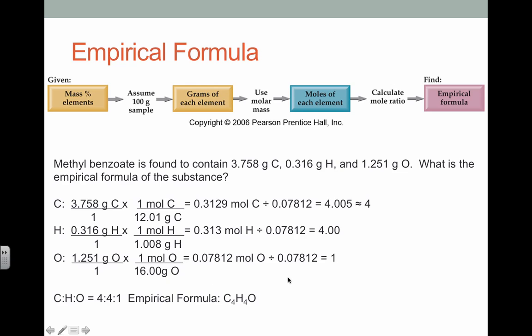Then what we do, in order to make our ratio, we always choose the mole amount that's the least. And we divide everything by that least mole value, including the least moles by itself. So you end up with 1 for oxygen, 4 for hydrogen, and you get a number that's close to 4 for carbon. So the ratio of carbon to hydrogen to oxygen is 4 to 4 to 1. So the empirical formula would basically be what the ratio is. Now this is the lowest whole number ratio. It doesn't mean that this is the actual formula itself.